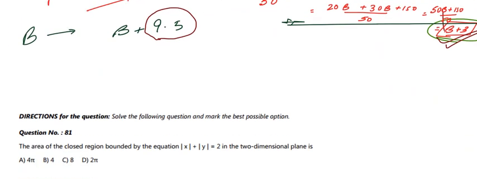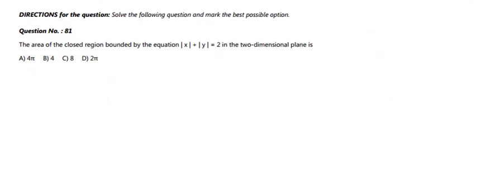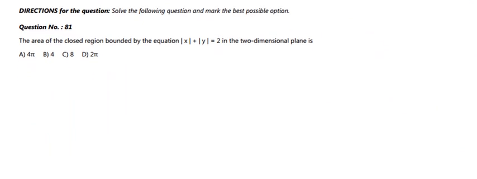So now let's proceed to our next question, that is question number 81. Question 81 says: the area of the closed region bounded by the equation x mod x plus mod y equal to 2 in the two-dimensional plane is. Okay, so we need to find the area enclosed by this equation.